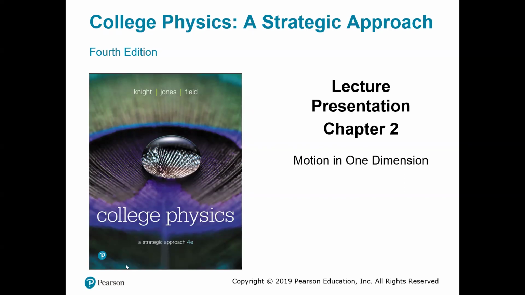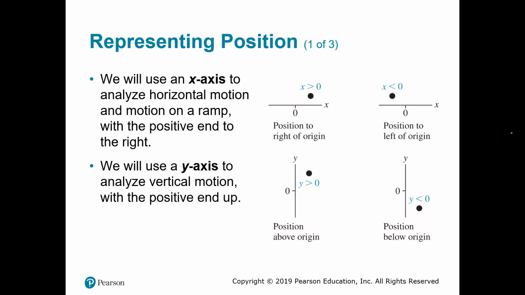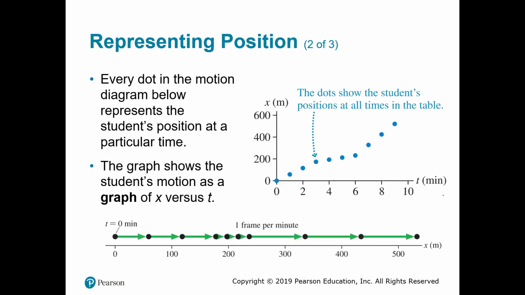Hello, today I'm going to talk about chapter 2, motion in one dimension. You already know how to describe a position, I believe, but just in case. One-dimensional space means you can have either an x-axis or a y-axis, right? And of course you need the origin. If the position is on the right side of the origin, x is positive, left side negative, up positive, down negative. It's very simple.